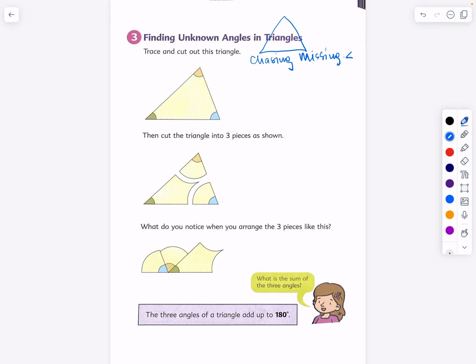First, how many angles are in a triangle? Three. Triangle stands for three. So let's take a look. A very simple experiment, a very simple hands-on proof.